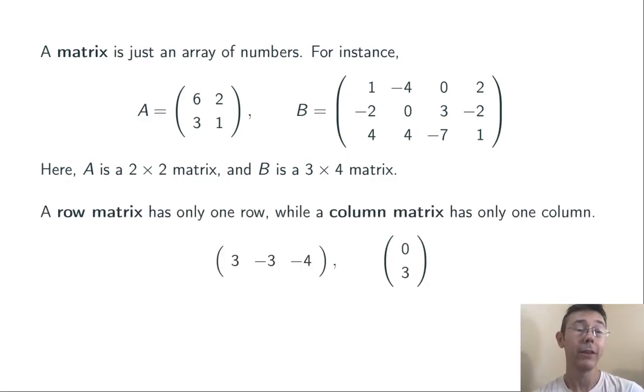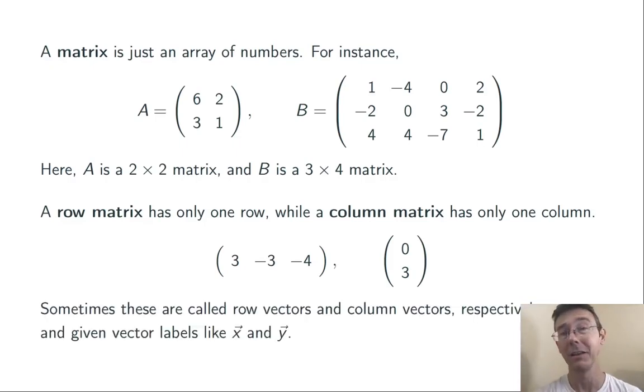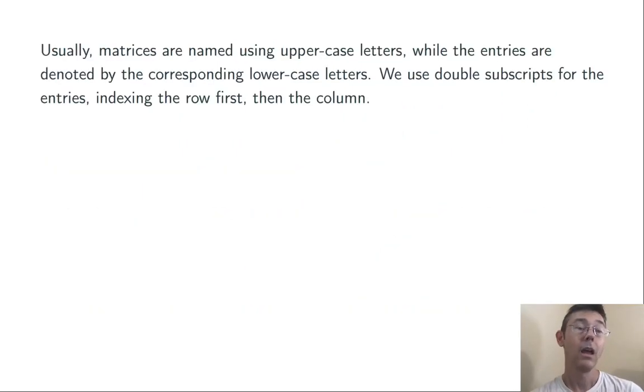A matrix that only has one row sometimes gets called a row matrix, and a matrix that only has one column sometimes gets called a column matrix. Sometimes those also get called row vectors and column vectors for reasons that I think are pretty obvious. In those cases, sometimes we'll even use vector notation with the little arrows over them, or sometimes writing the lowercase letters in boldface. In general, though, we give matrices the names of uppercase letters, like capital A and capital B.